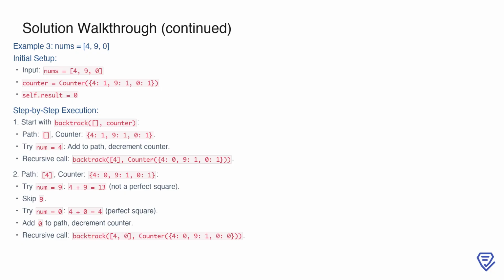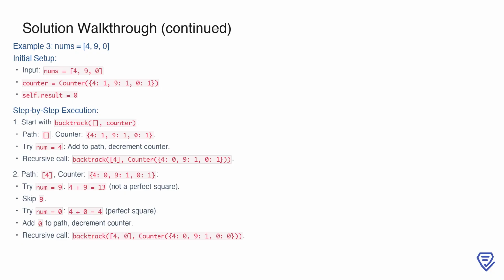The counter now tracks the frequency of each element as Counter({4: 1, 9: 1, 0: 1}). We reset self.result to 0. Beginning with an empty path on the counter, we first add 4 to the path, decrement its count, and make a recursive call with the updated path [4] and counter.